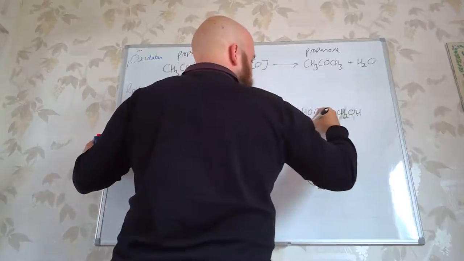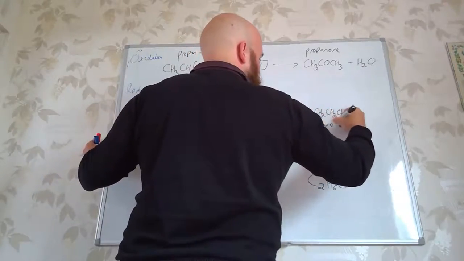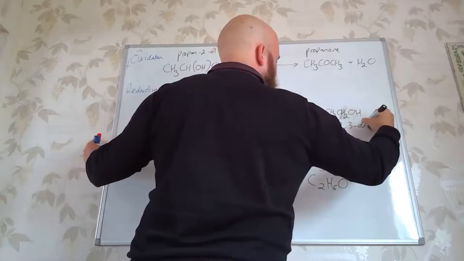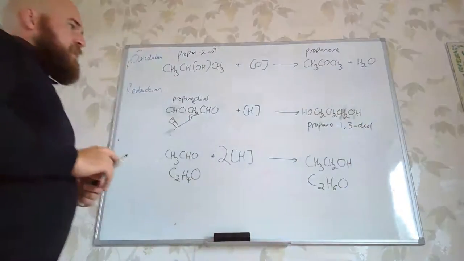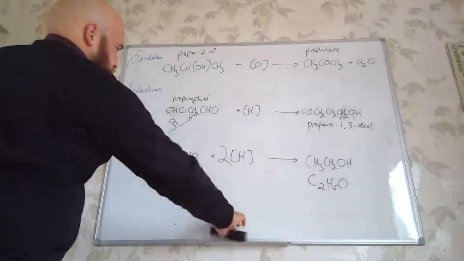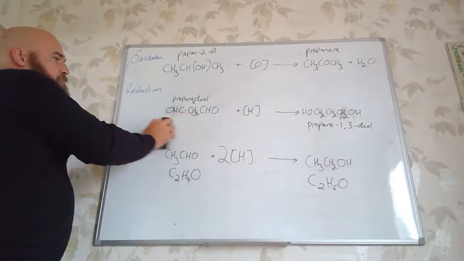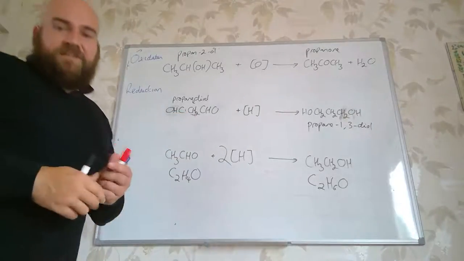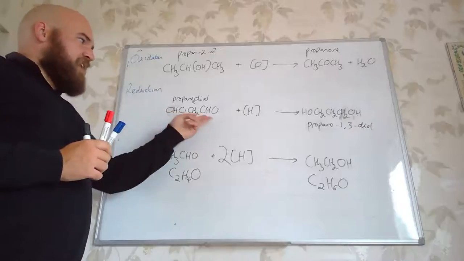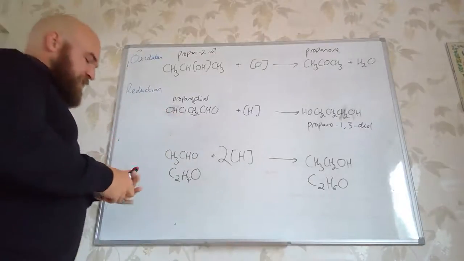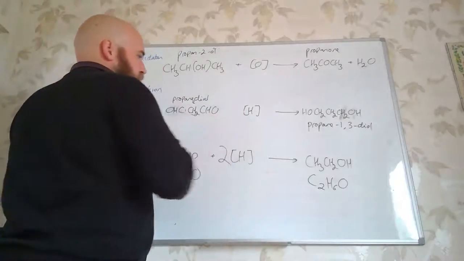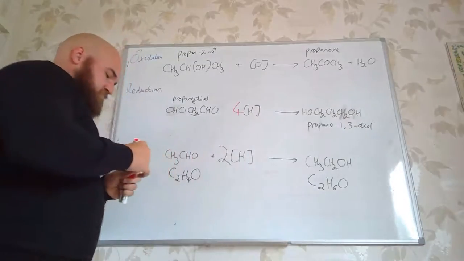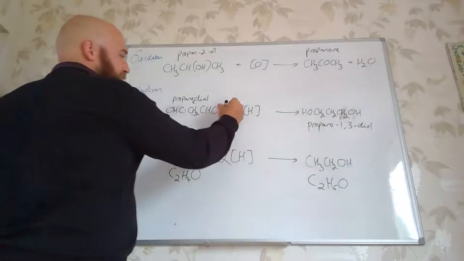It becomes propane-1,3-diol, all right? And this time, balancing the H's, effectively you need 2 H's per aldehyde group. So you could just use that as a rule if you wanted to and then put a big 4 there, all right? That would balance it.